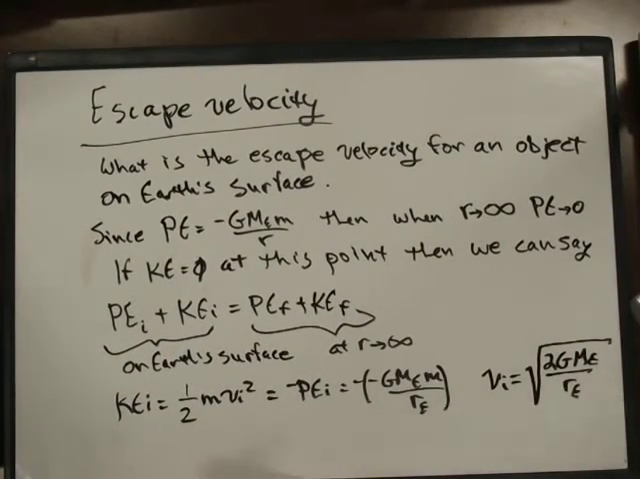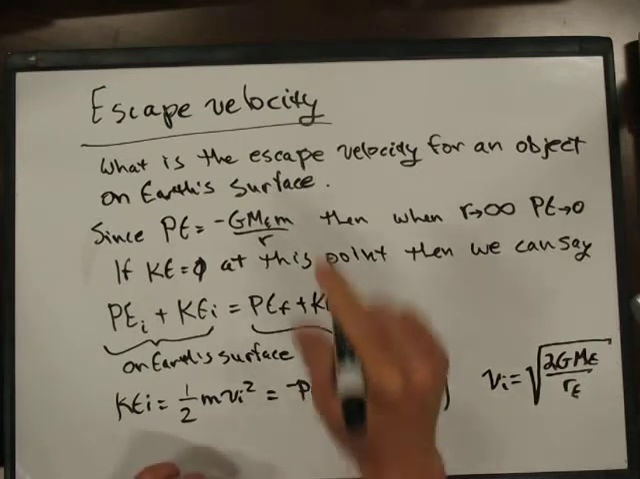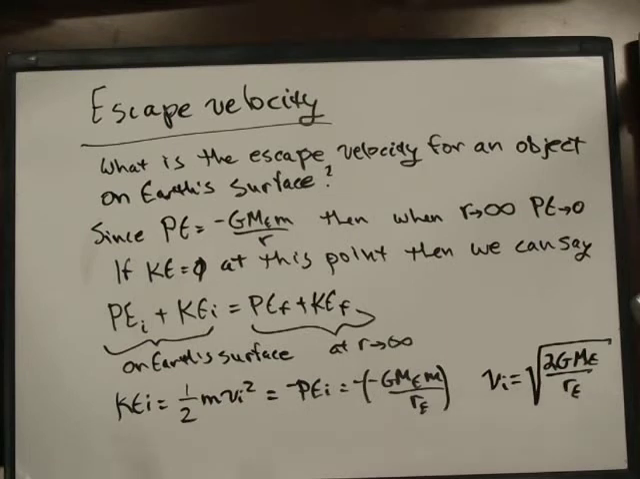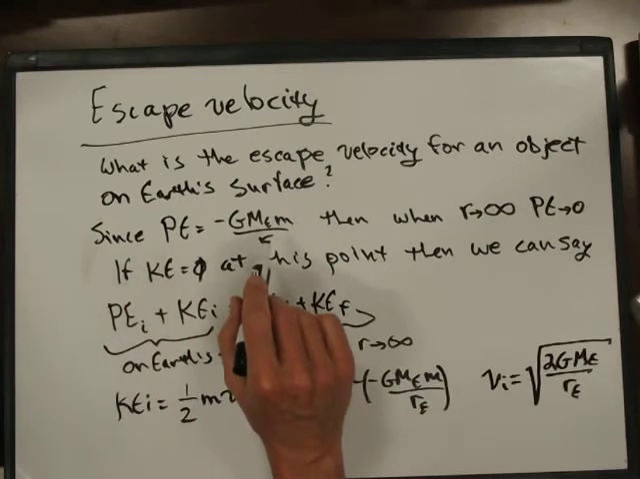So now that we know the formula for the potential energy, we can do an escape velocity problem. And we can say, what is the escape velocity for an object on Earth's surface? The escape velocity is how hard you have to throw it for it to completely escape Earth's gravity. In other words, get to r equals infinity, right? And the least velocity you have to give it gives it a velocity of 0 just as it gets infinitely far away. And so this is our formula for potential energy.